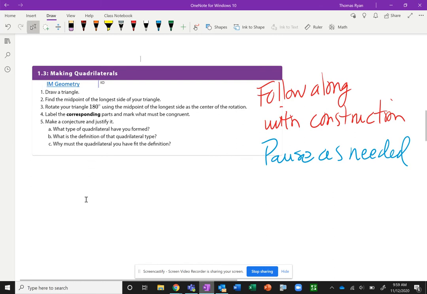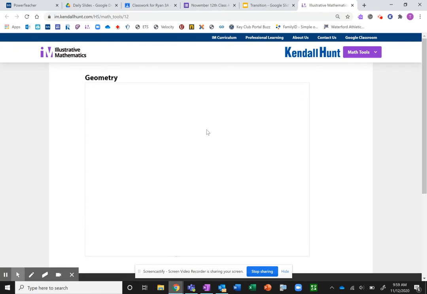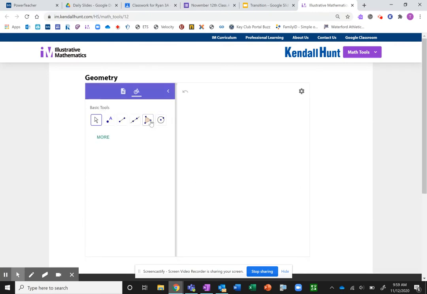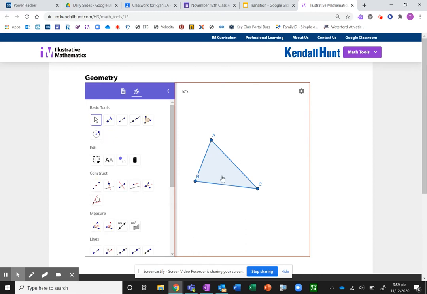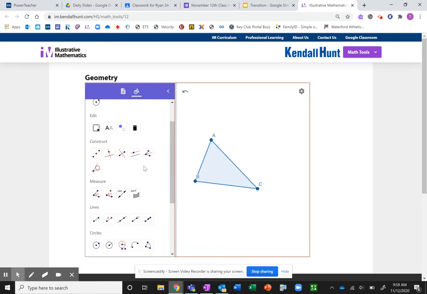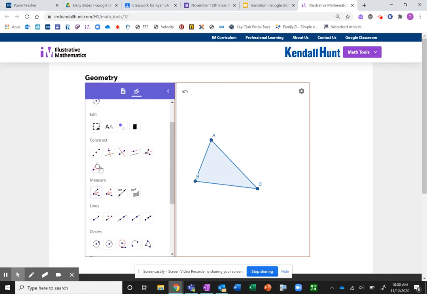We're going to go to our geometry. So we're going to draw a triangle, find the midpoint, rotate it, and then we're going to take a screenshot of that. Okay, so let's see. All right, so we construct a triangle. Keep it simple. Triangle. Boom. Perfect. Constructed a triangle. Now it says we're going to use the midpoint of the longest side. So I think AC looks like the longest side here. So I'm going to go down. There's actually a tool that helps us find the midpoint. And I just got to find it again.